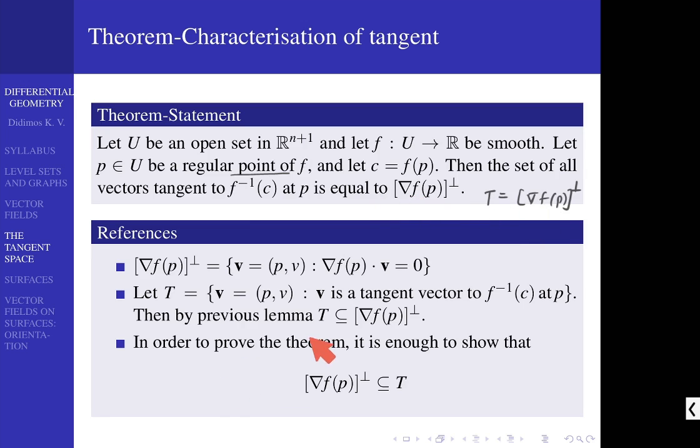In the lemma we have one inclusion, T is contained in del f p perpendicular. Now we have to show the other inclusion, del f of p perpendicular contained in T. That means if we choose a vector perpendicular to del f of p, then we need to show that it is a tangent vector. To show that, we need a parameterized curve whose velocity vector is this vector v, which is perpendicular to del f of p. So our intention is to find such a parameterized curve properly.